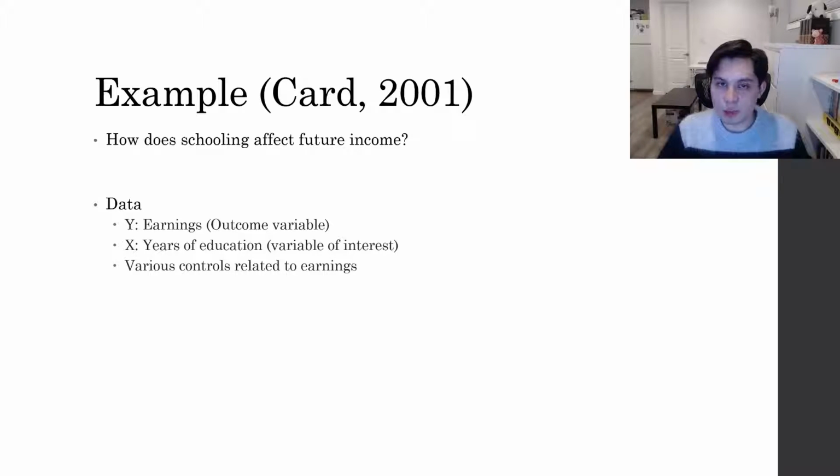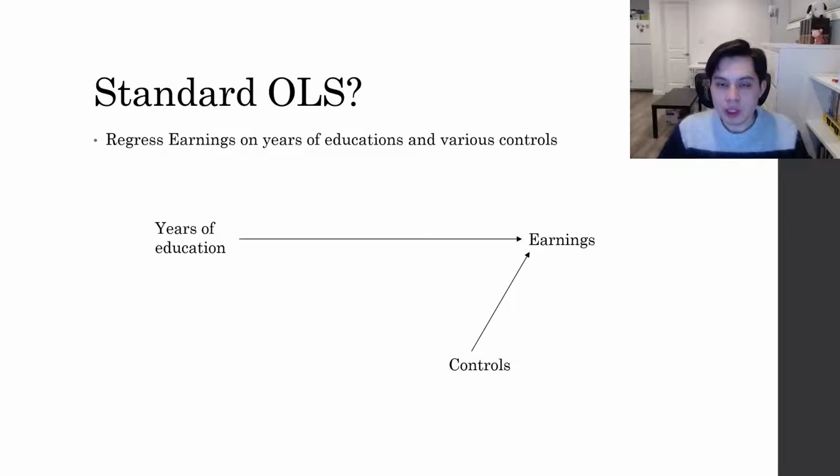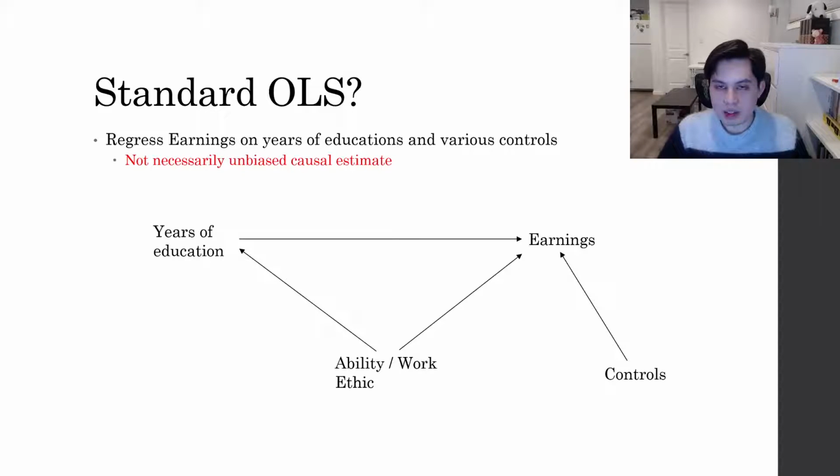The data he had was people's earnings, which would be his outcome variable, their years of education, which is his variable of interest, and he had various controls related to earnings. One immediate way someone might think to identify this relationship would be to run OLS, regressing earnings on years of education and the controls. And if years of education is directly related to earnings, there's no issue. But this isn't likely the case.